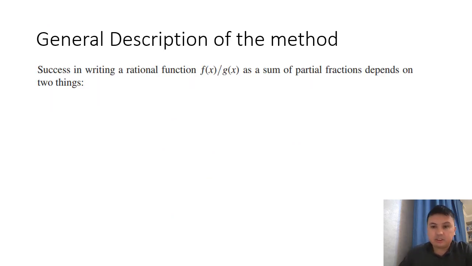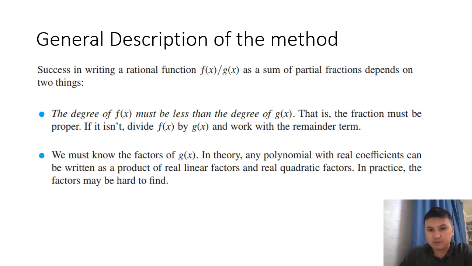Okay, so the general description of the method is the following. To be able to decompose f of x over g of x, where f and g are polynomials, as a sum of partial fractions relies on two things. The first one is I need to make sure that the degree of f of x is less than the degree of g of x. Okay?